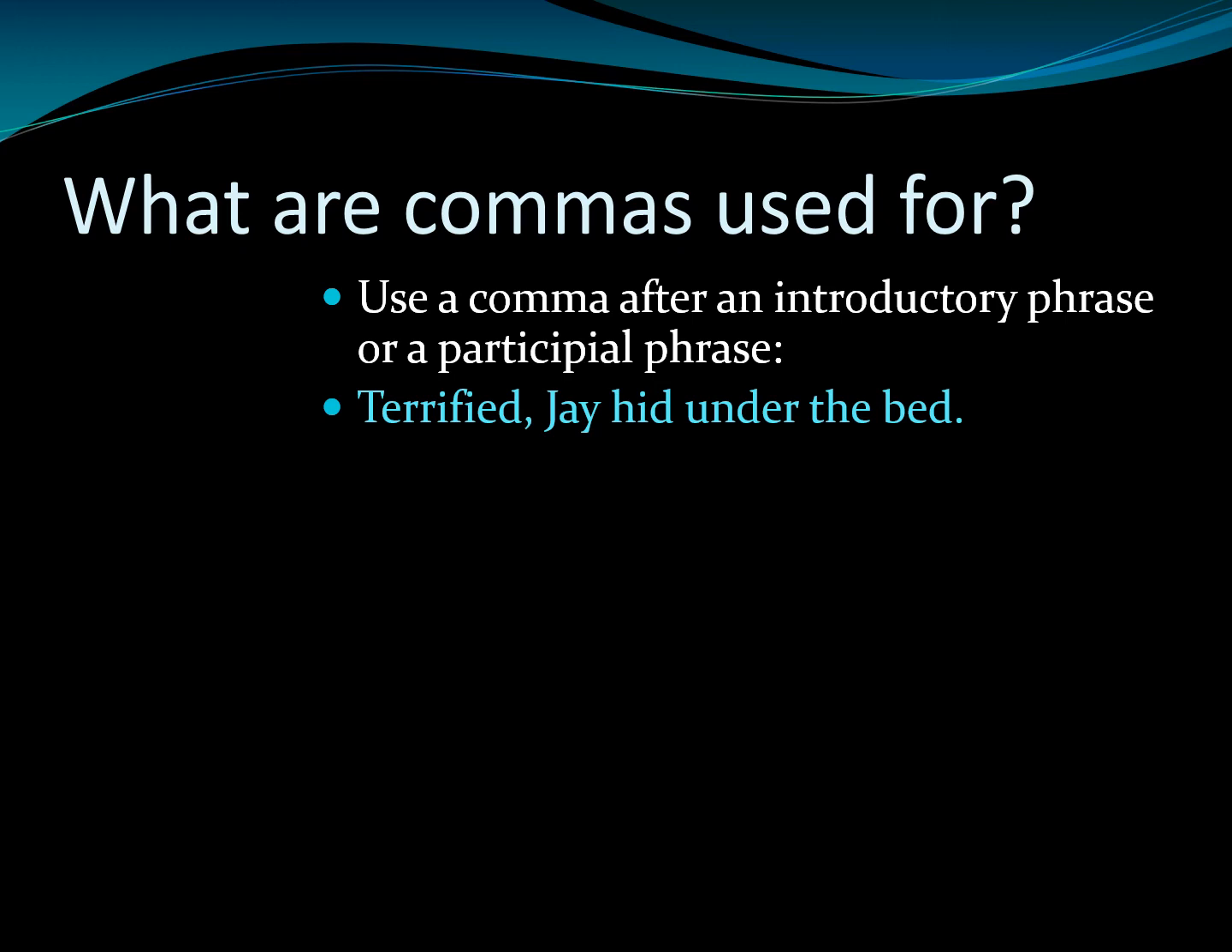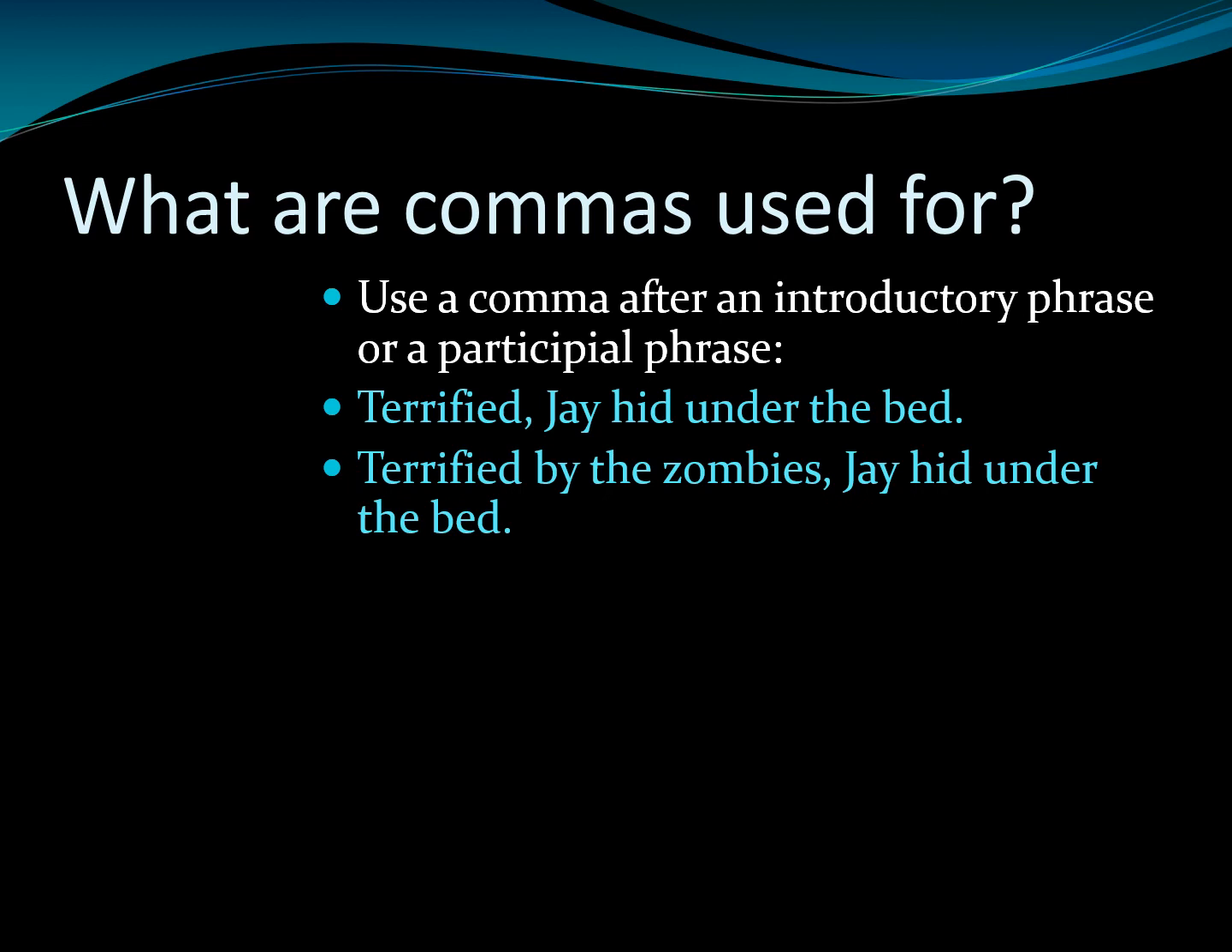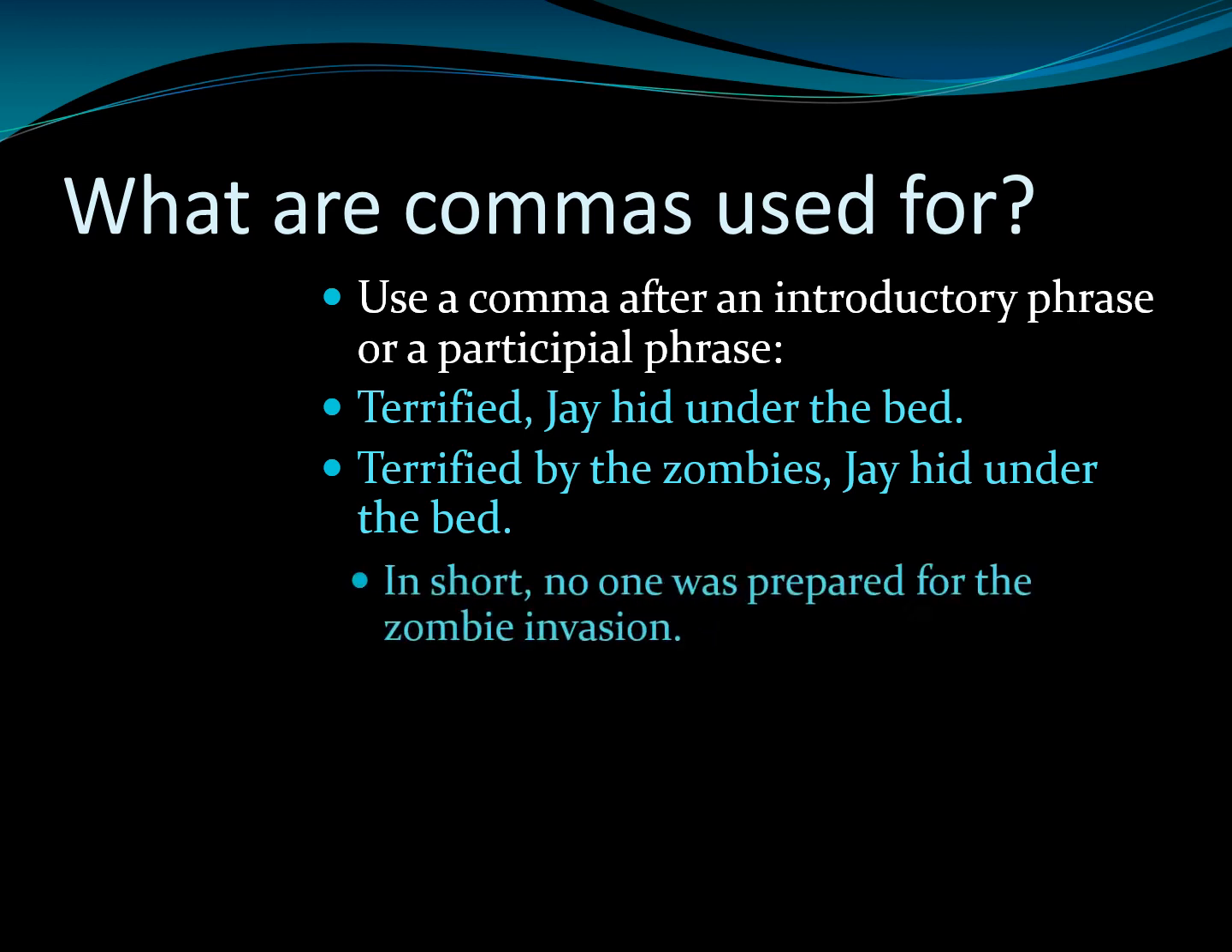It's called a participial phrase because you've got the participle, which is a conjugated form of the verb, which then becomes either a phrase or an adjective. In this case, it's going to be the adjective. Terrified, Jay hid under the bed. Terrified by the zombies, Jay hid under the bed. That is a participial phrase.